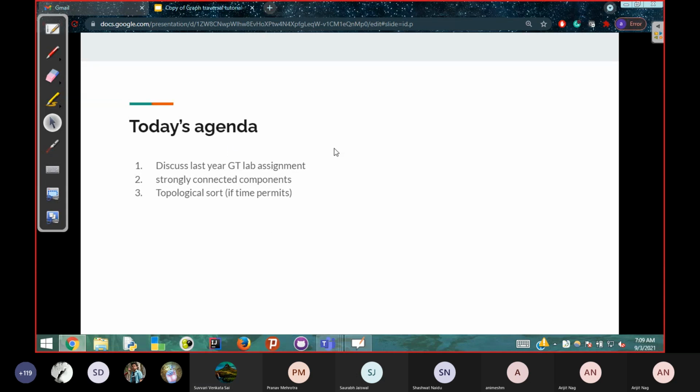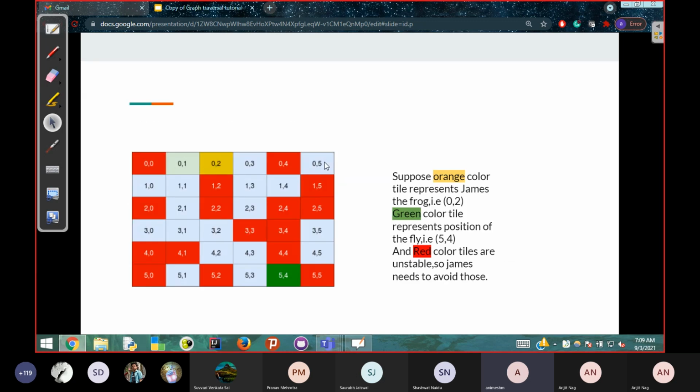So basically I'm again starting with the agenda. The agenda is that I will discuss the graph traversal related lab questions of the last year. Orijit, this was covered. You can go. I think we just missed you at the red tiles.